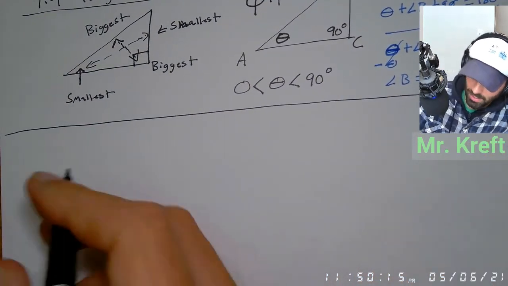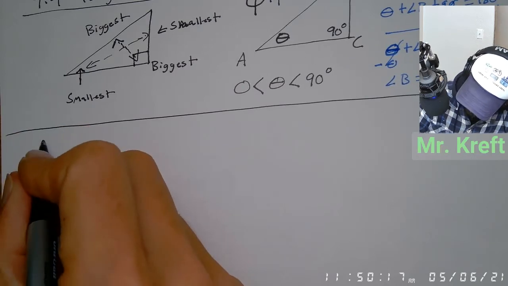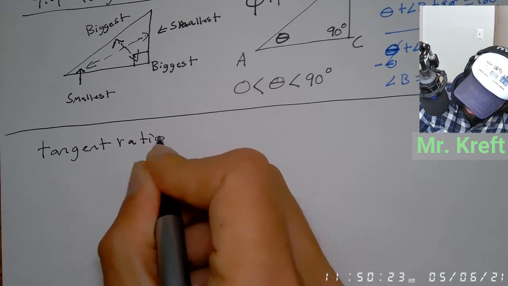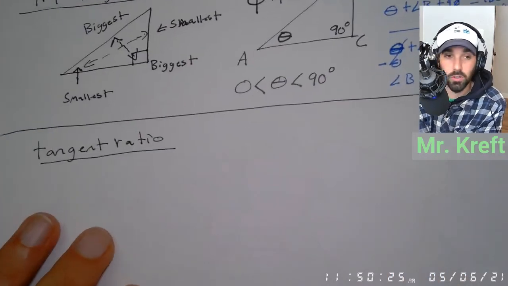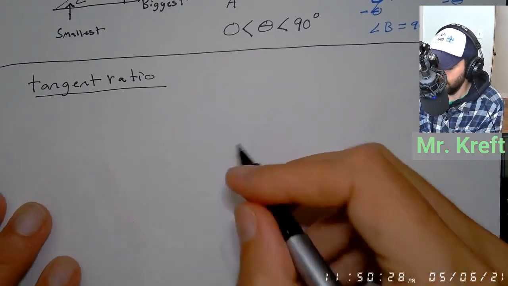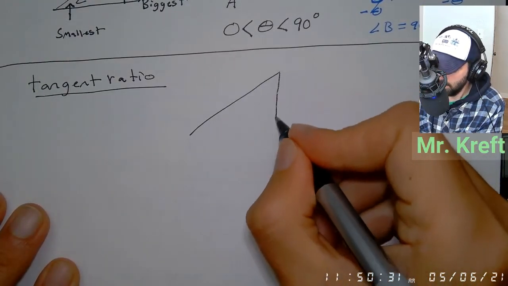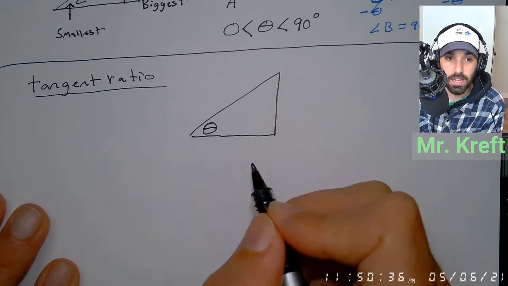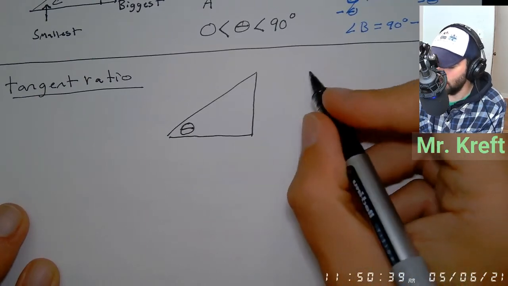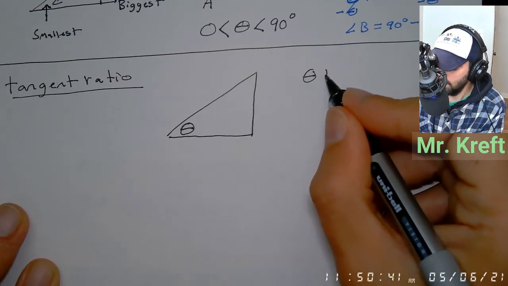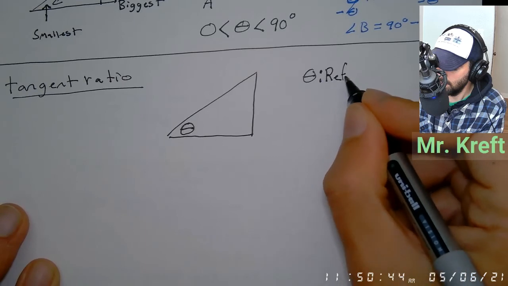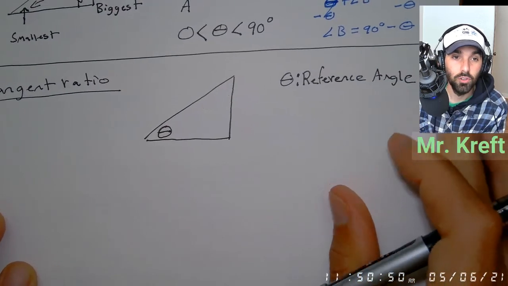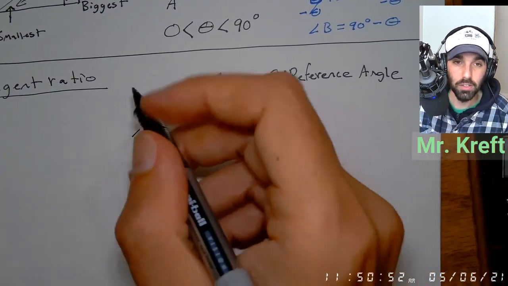Gosh, that's a lot, right? But this is what's going on. So the tangent ratio, okay, so we're going to look at this, is given a right triangle. So we're going to have to talk about naming here. Okay, I'm going to have some vocab here. So our theta for us is going to be our reference angle.